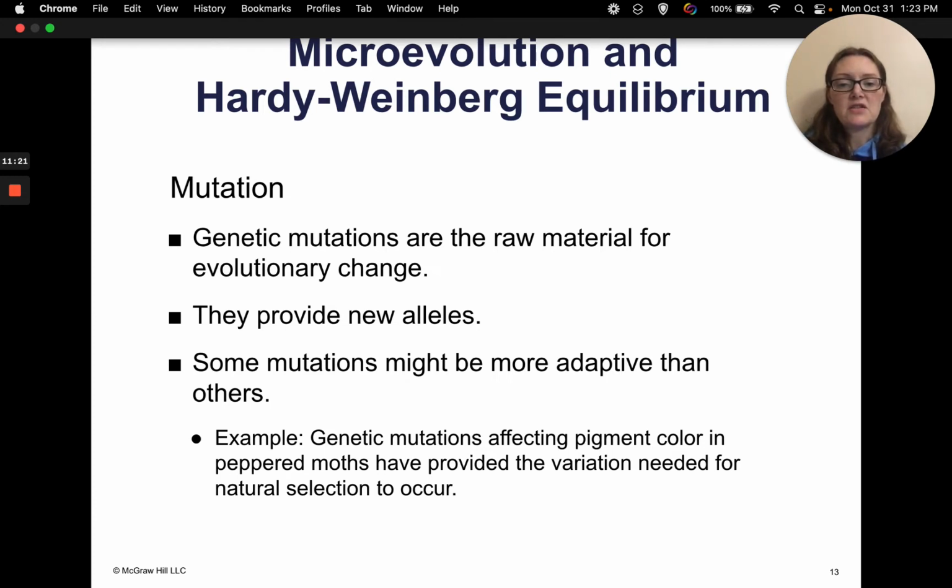Some mutations might be more adaptive than others. Affecting pigment color in peppered moths have provided the variation needed for natural selection to occur. So some mutations can be beneficial, some can be detrimental, some of them can be neutral and not cause anything, but mutations affect the actual genetics of the organism.